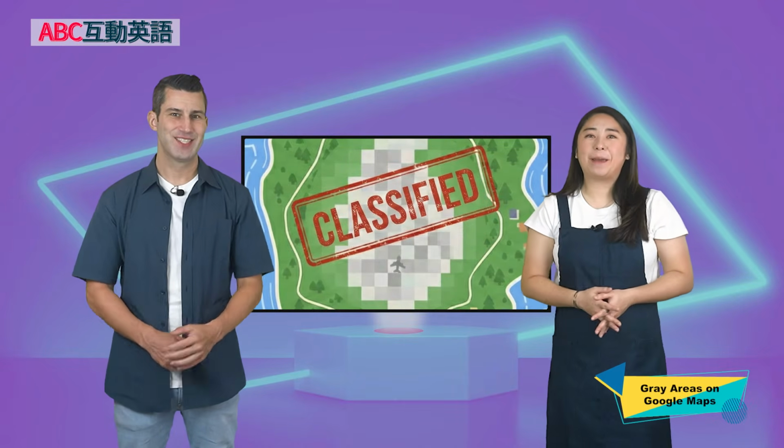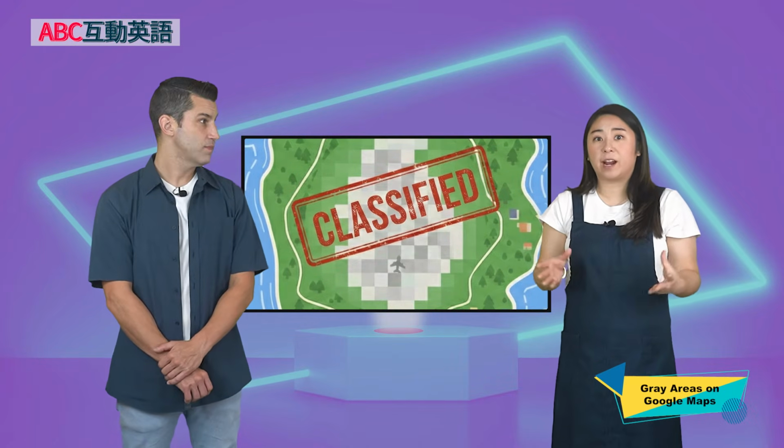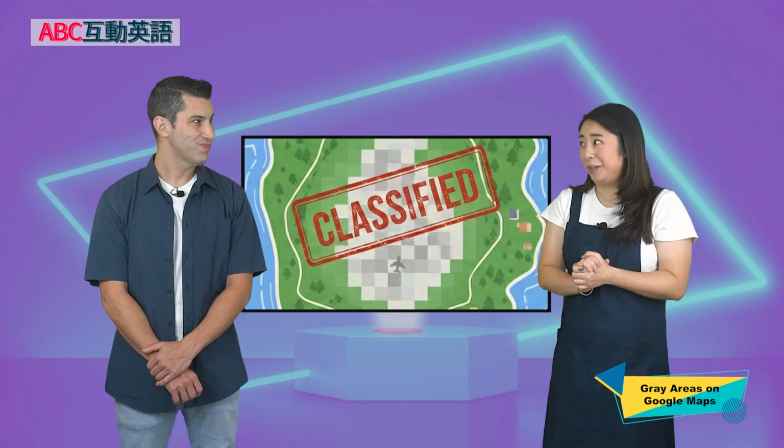Thanks, Tina. Back to our article. Some people want to keep military bases and important government places secret. Okay, so this might be some of the reasons why you'll see a sudden gray area in the middle of your map. And it's a way to tell you, hey, maybe you shouldn't go there.